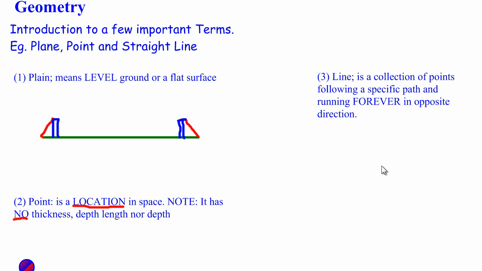Now the third term that I would like to look at is: what is a straight line? Bear in mind, that is what I mean by "what is a line" here for number 3. A line is a collection of points following a specific path and running forever in opposite directions. Now let's look at what this definition means.